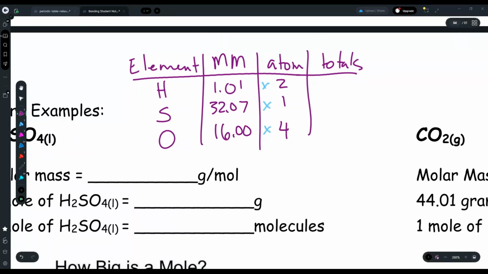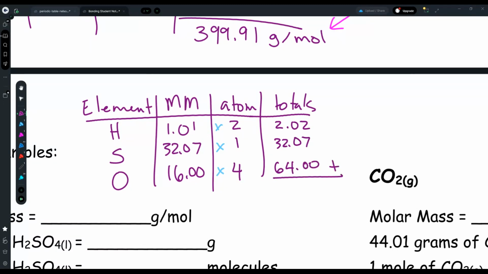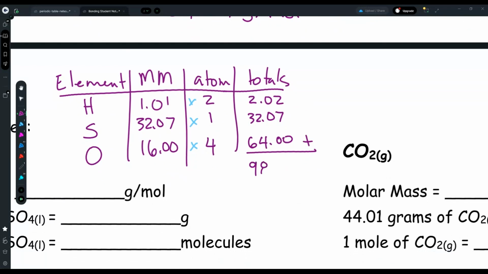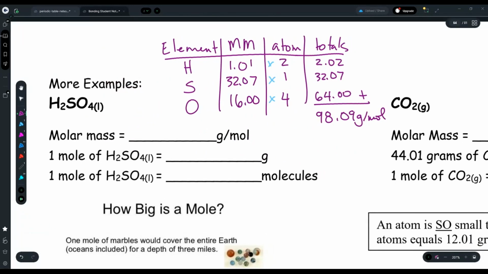So let's multiply these molar masses with the amount of atoms for each element. So 1.01 times 2, 2.02. And then for sulfur, that's just going to be 32.07. And then 16 times 4 is going to give us 64. Adding that all up, and we get 98.09 grams per mole. Okay, so molar mass for H₂SO₄ is going to be 98.09.